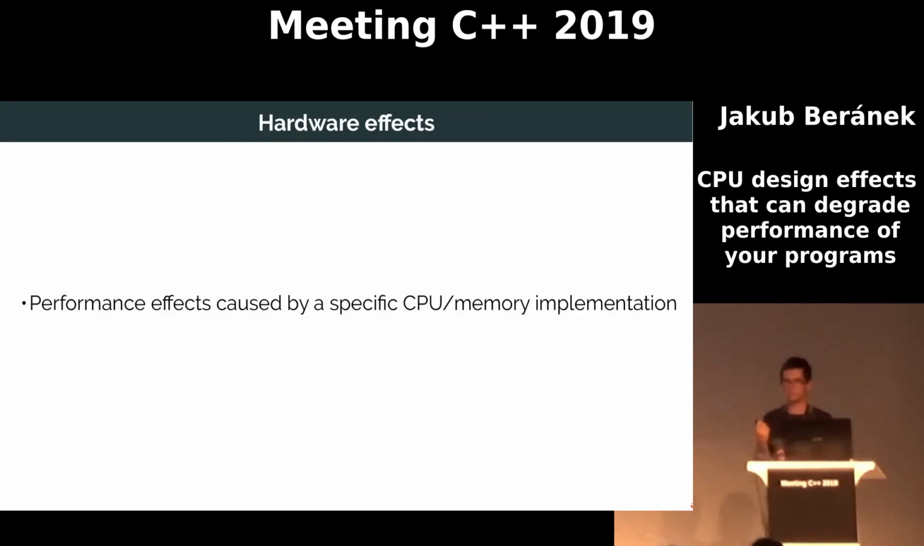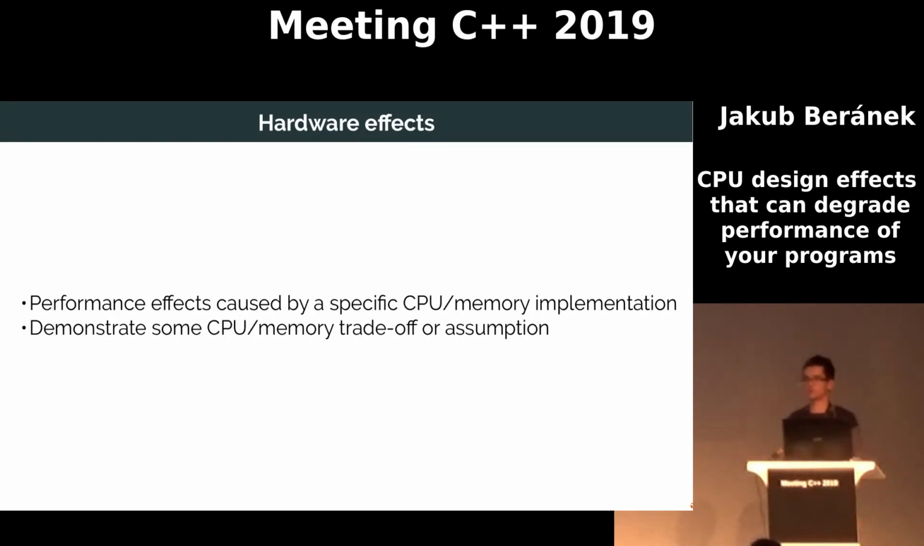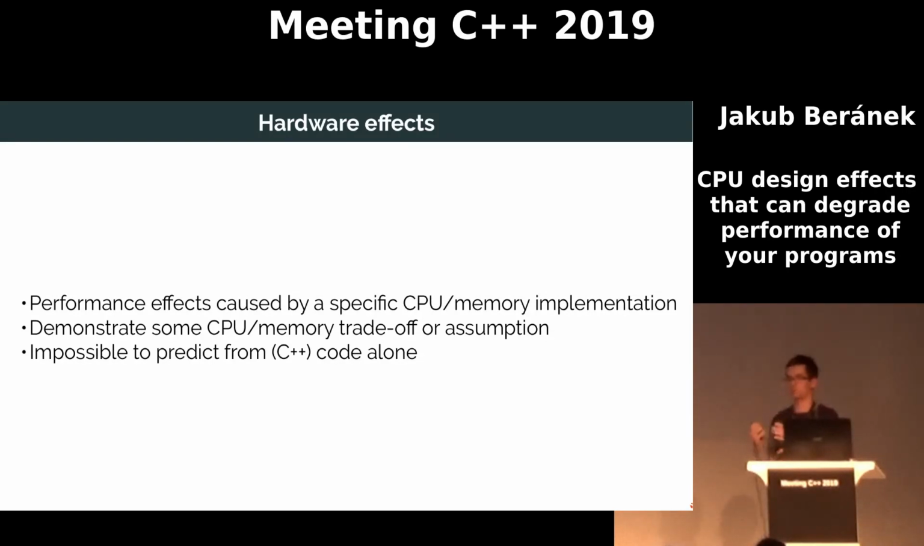I would like to talk today about things that I call hardware effects, because I don't know of a better name. I define this as performance effects caused by specific CPU or memory implementations, which demonstrate some trade-off, heuristic, or just some design decision that some guy in Intel made 10 years ago, which is now affecting your programs. And as I showed you, it is impossible to predict such effects just by looking at C++ code alone. If you don't know anything about hardware and you just write C++, you can hit weird performance situations because you simply don't know what is going on in the background.